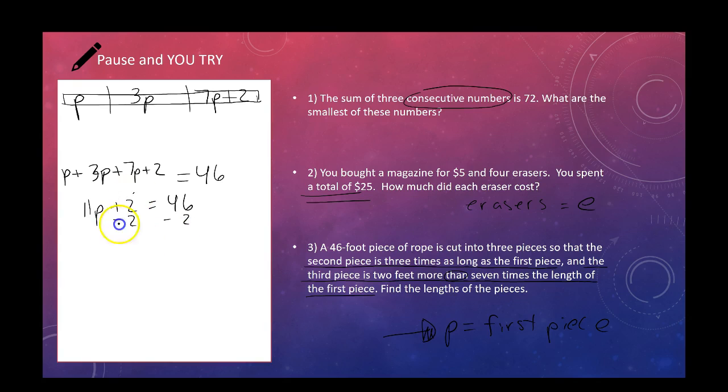Subtract the 2. Gives you 44. Divide by the 11. Gives you 4. So P equals 4. So P is the first piece. So that means this piece is 4 feet. This second piece would be 3 times that 4, which is 12 feet. The third one would be 7 times the 4 plus the 2. So 7 times 4 is 28 plus 2 is 30. So we got 4 feet, 12 feet, 30 feet would be the length of all the pieces.